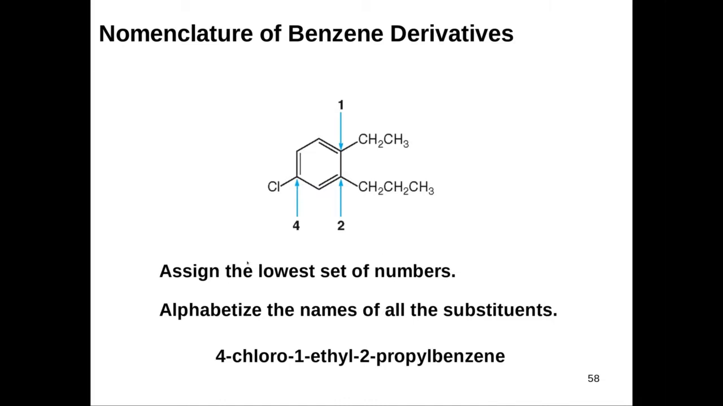So chloro comes first. So chloro is at the 4 spot. Ethyl comes next, right? C, E. So that's at the 1 spot, 1-ethyl. And then the final one, propyl, is at the 2 spot. So we get 4-chloro-1-ethyl-2-propylbenzene. Now this naming convention you'll recognize is very similar to how we name rings in general. We looked at cycloalkanes. It was the exact same naming convention. Now the only thing different is we have benzene. It's just a standard ring.